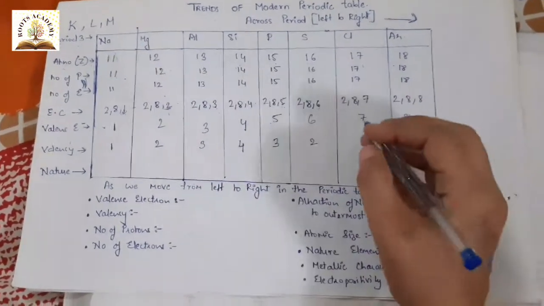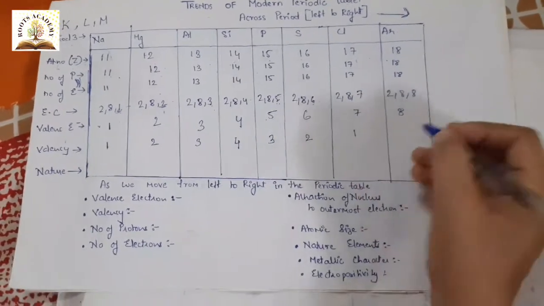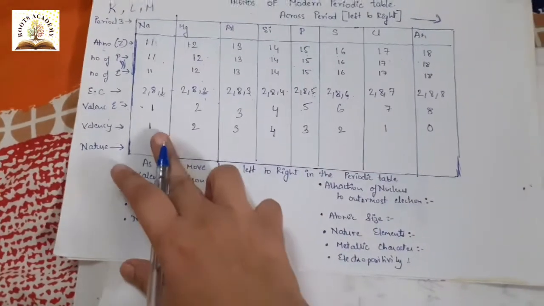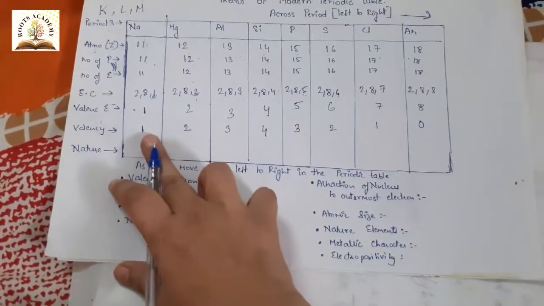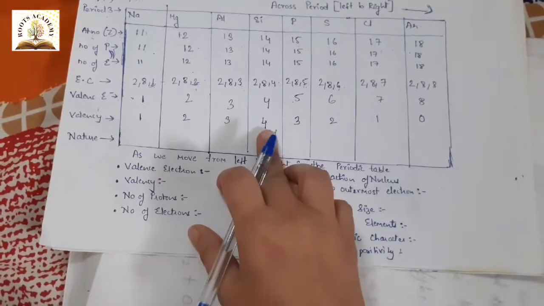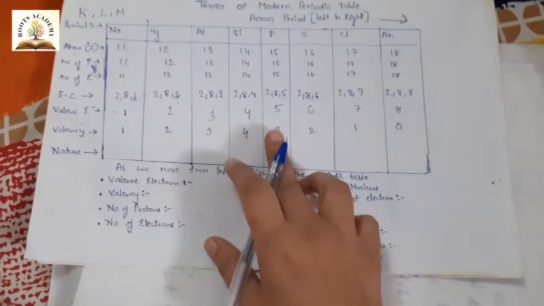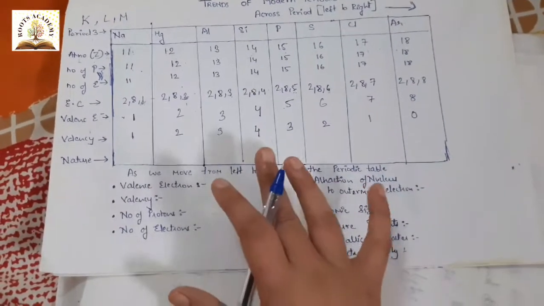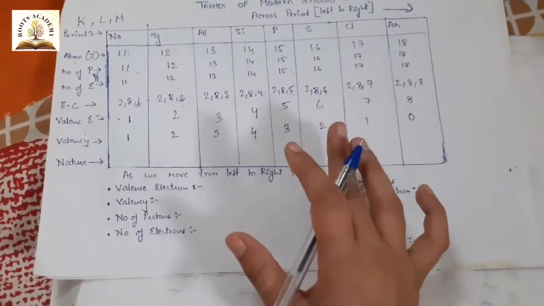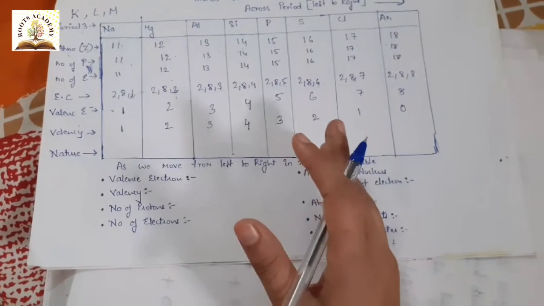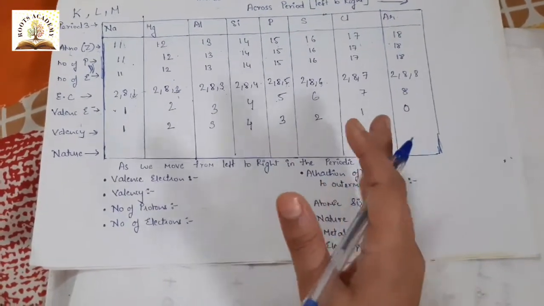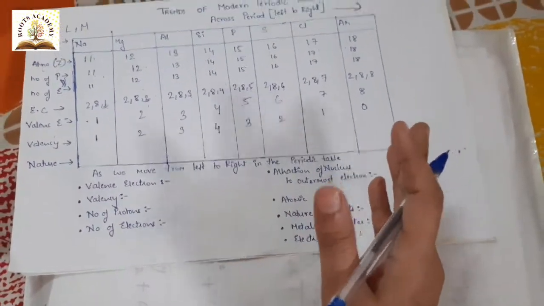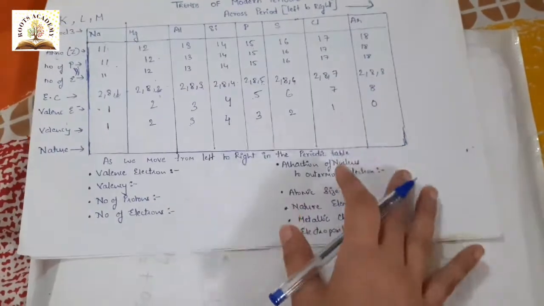If you subtract 7 from 8, my valency becomes 1. And here 8 minus 8 is 0. So you see the valency is first increasing, 1, 2, 3 till 4, and after 4 the valency is decreasing, 3 to 0. So this is the variation shown in a period when you move from left to right. First valency increases and then the valency decreases to 0 when you move across a period.